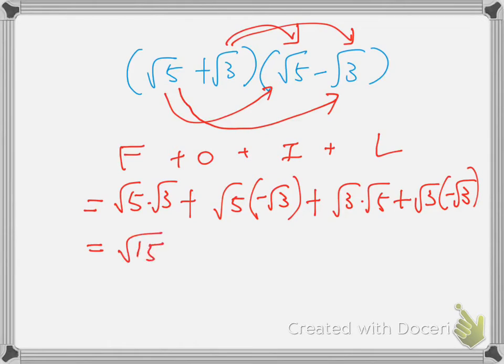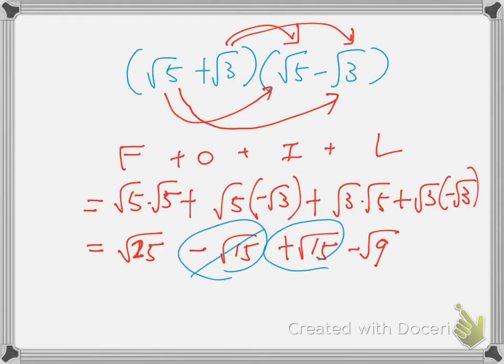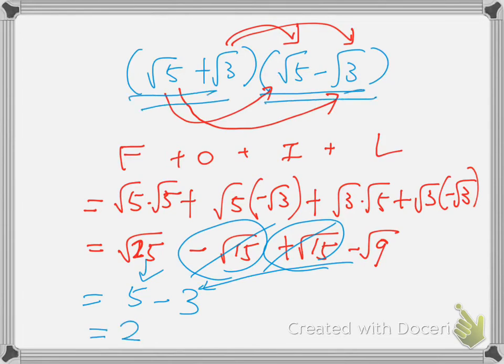This is square root of 15 minus, this is 5, so square root of 25, so minus square root of 15 plus square root of 15 and minus square root of 9. So now you look at the middle two. They're the same and they're cancelled, right? So we have 5 minus 3. This is 5. This is 3. So this is 2. The answer is 2. Okay, so we have a bad radical and we have another bad radical, but we got a very good answer.